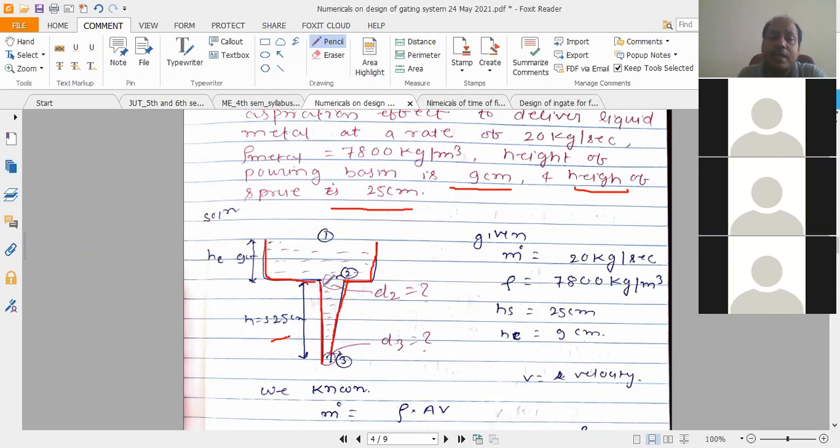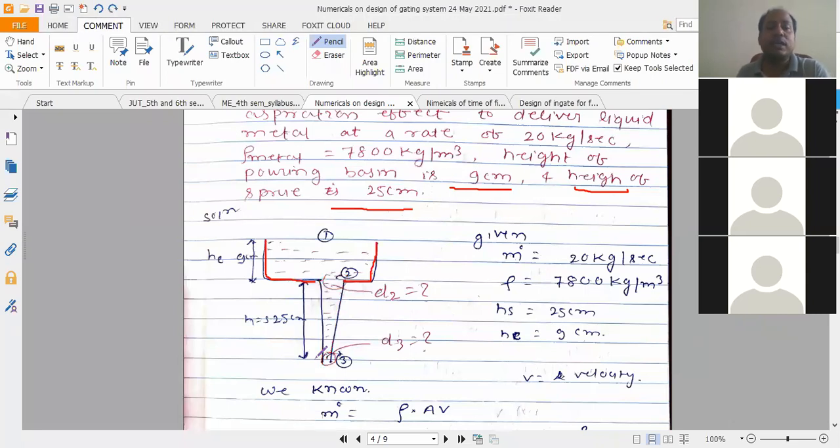You have to determine the area at point 2 and area at point 3. Meaning when the question says to design the screw, you have to tell the height of the screw, means hold the dimension of the screw. The height of the screw is given, but you have to find the other parameters, the entry point area and the gate area. Gate area means the area at the base of the screw, and the area at the top of the screw you have to determine.